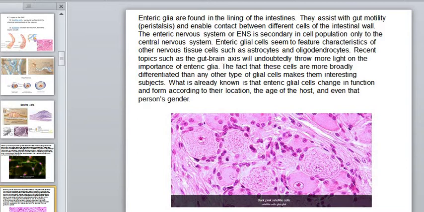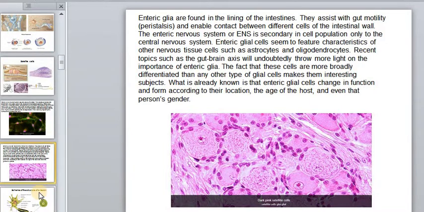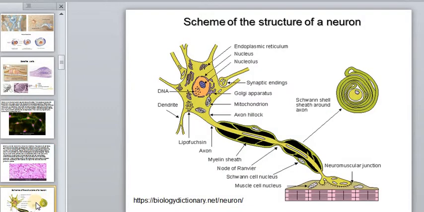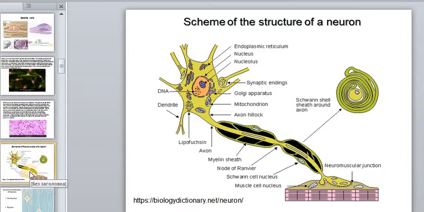subject. What is already known is that enteric glial cells change in function and form according to the location, the age of the host, even the person's gender. So it's very interesting to know how these types of glial cells work. Maybe in the future, it's a scientific development. So next slide. And so we move on to studying the structure of the neuron.